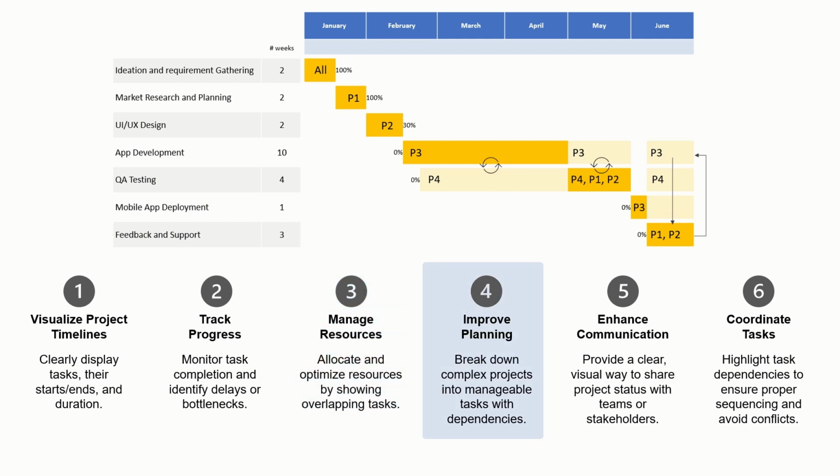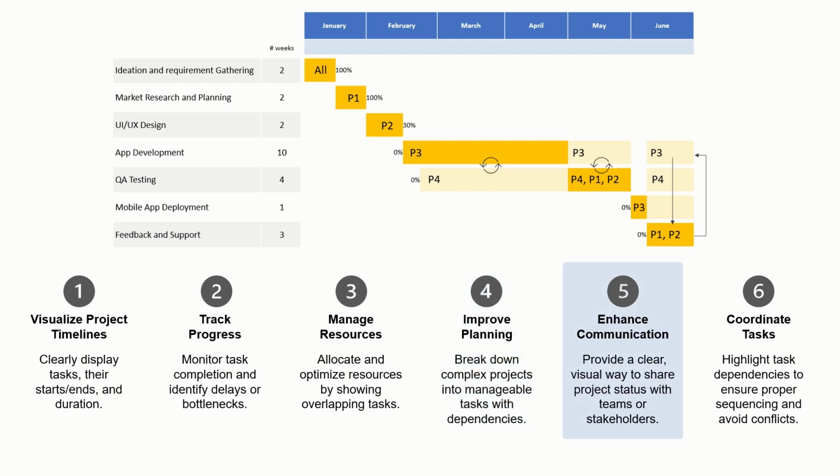Next, it helps us improve the planning process. A Gantt chart can help us break down complex projects into manageable tasks with dependencies. For example, here you will realize that the development process is very closely linked with QA testing, as well as after we have launched our app, all these 4 steps from development, testing, deployment to feedback and support have to work in sync with each other.